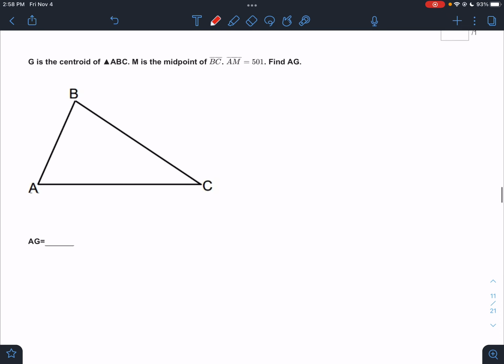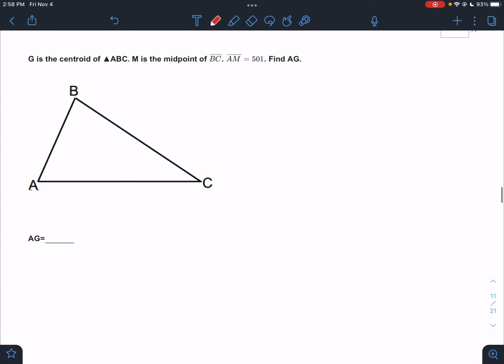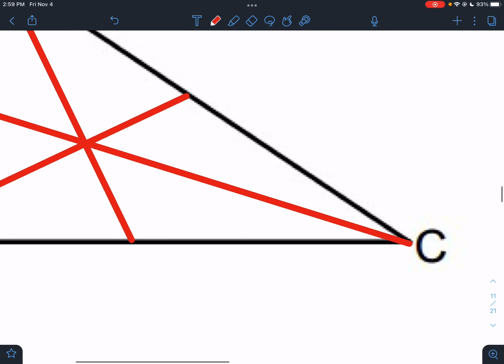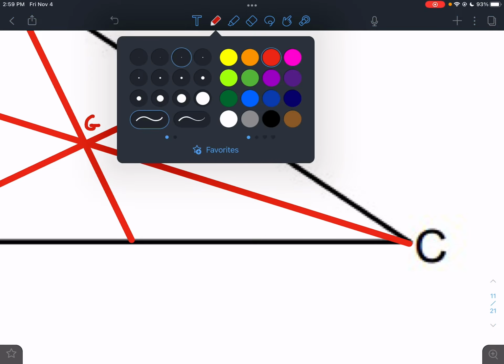If G is the centroid of triangle ABC. So guys, the centroid is the closest to the center of a triangle that you can get. It's when you draw the three medians. When you draw the three medians, they hit at a point called the centroid. There is no true center, but this spot right here is as close as it gets. Point G is my centroid.